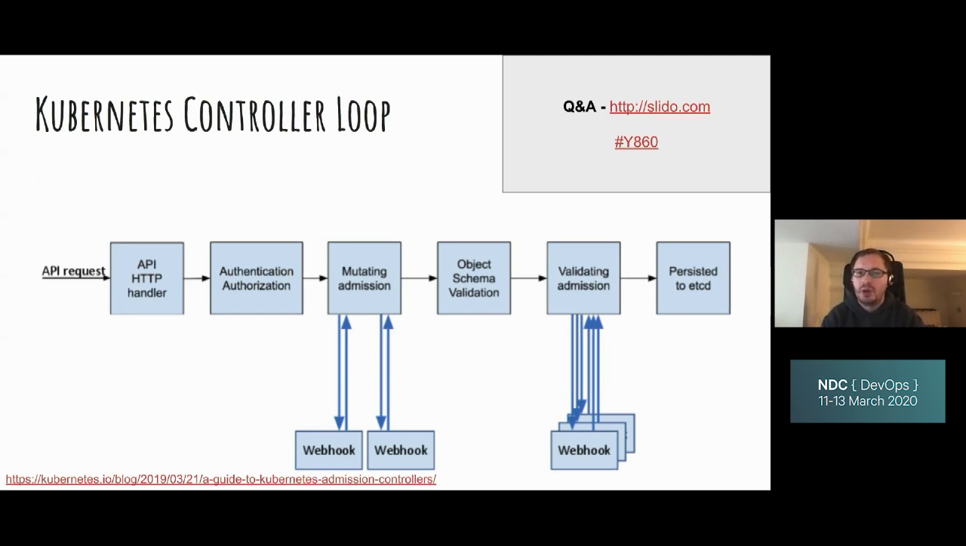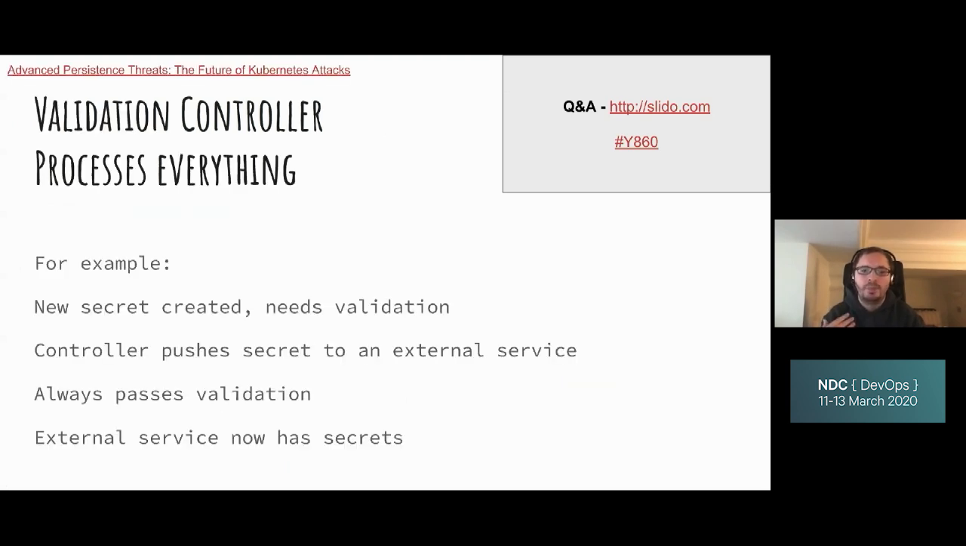So if you deploy a webhook or this admission controller, you get hooked into all of the events happening within Kubernetes. So for example, a new secret being created. Kubernetes will helpfully go to this validating webhook or validating controller and say, is this secret allowed? The controller, being slightly malicious, goes, sure, of course this secret's allowed. And it will always say yes. It will also push that secret to an external service. That external service now has our secrets, and Kubernetes has validated everything and deployed it as normal without having a hook in place.